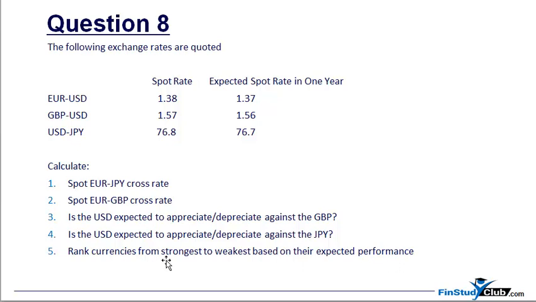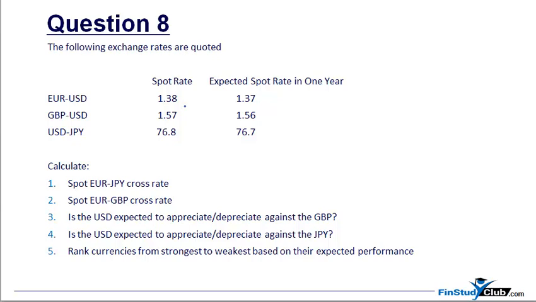So the currency which is expected to appreciate the most will be termed as the strongest, and the currency which is expected to depreciate the most, or let's say appreciate the least, or rather depreciate, because they are all being pitched against each other, so the one which is expected to depreciate the most will be termed as weakest. So let's get going.